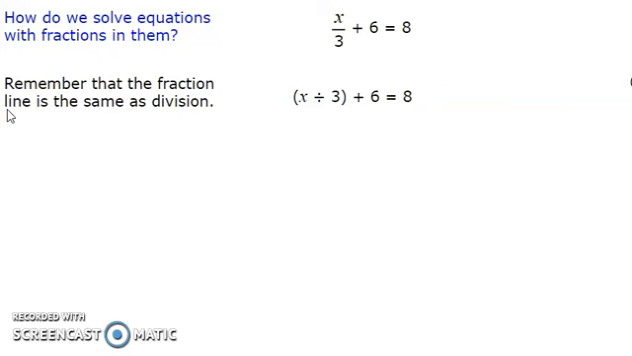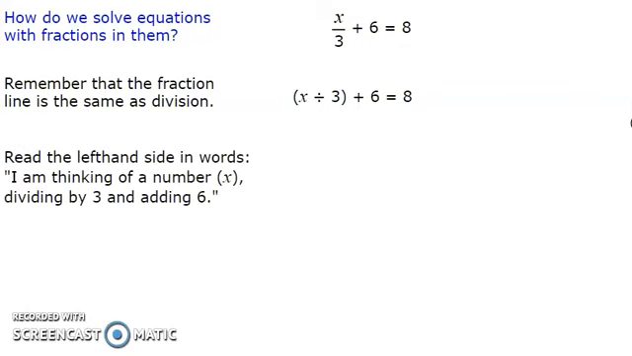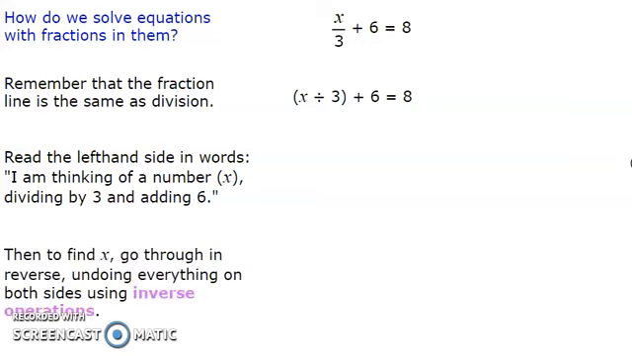Remember that the fraction line is the same as division. X divided by 3 here is equal to division. Read the left hand side in words: I am thinking of a number x, dividing by 3 and adding 6. Then to find x, go through the reverse, undoing everything on both sides using inverse operations.